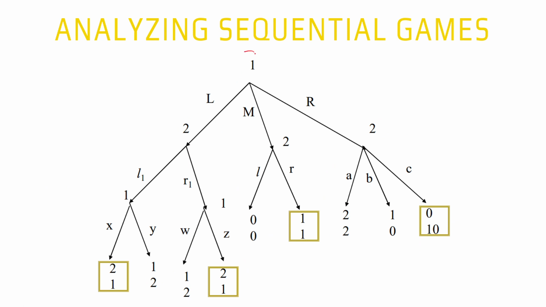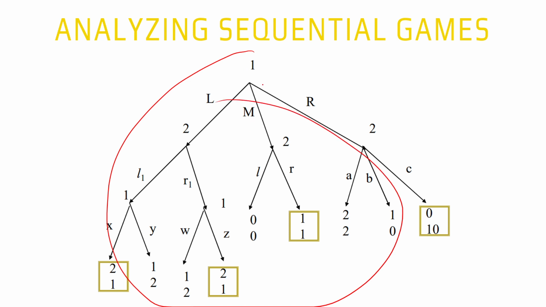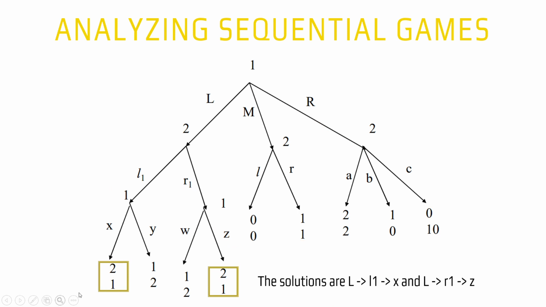So for the last stage, we'll be looking at the entire thing now. So here we are comparing based on the perspective of player 1. So we have 2, 2, 1, 0. So the best options here are 2, 1 and 2, 1. So therefore, we now have a backward induction solution. It is L, L1, X, or L, R1, Z. So those are the backward induction solutions.